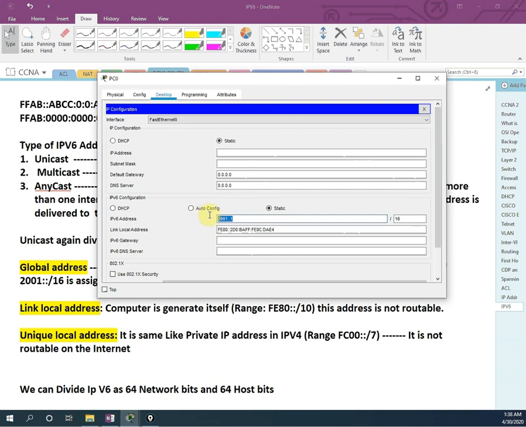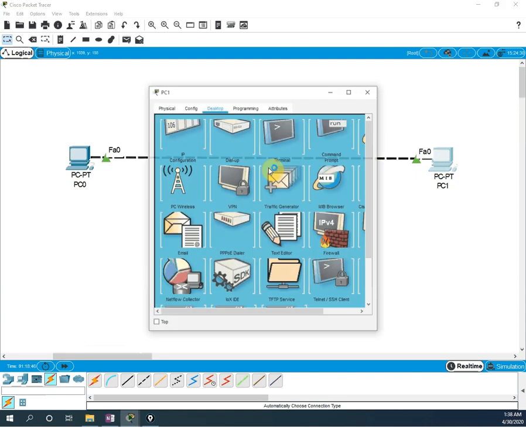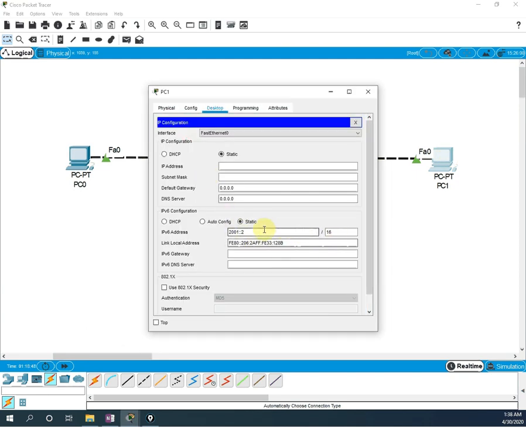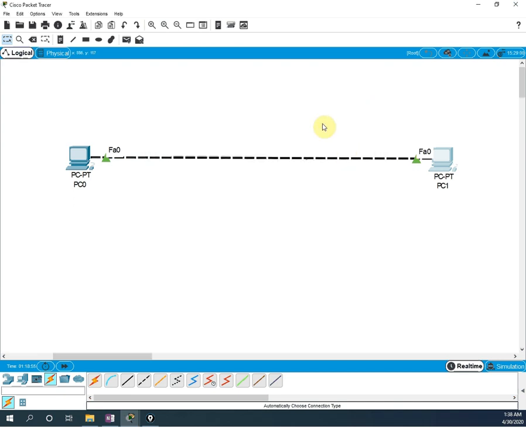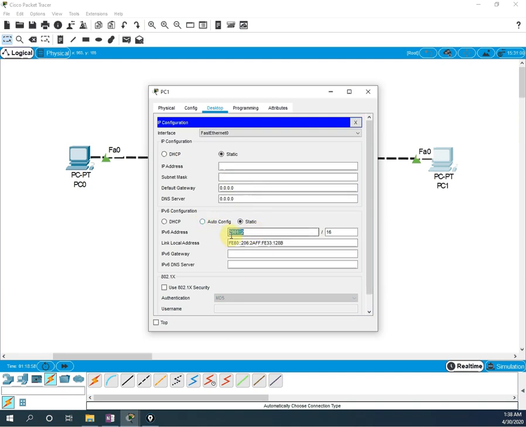I will copy the same thing. I will go to the other PC, this PC. Let me assign here. Already we have colon colon 2, so let me write this 2 and here 16 already assigned. Let me copy, so we can ping and check whether it is working or not. So I will copy this address. This is an IPv6 address. I shortened this one.